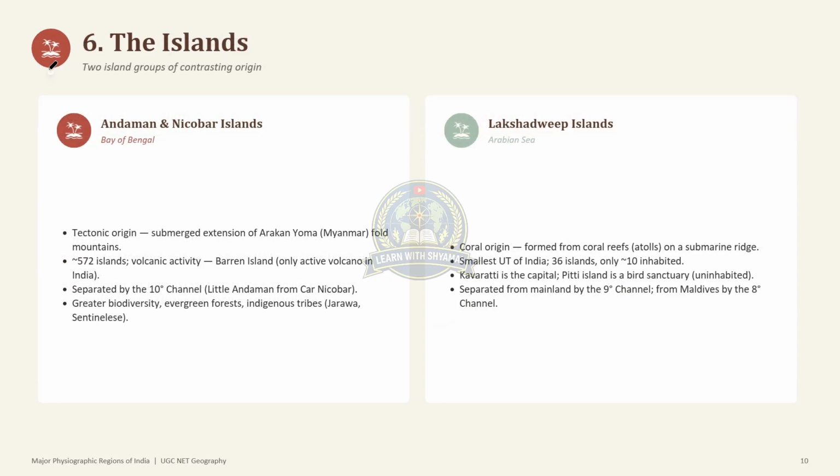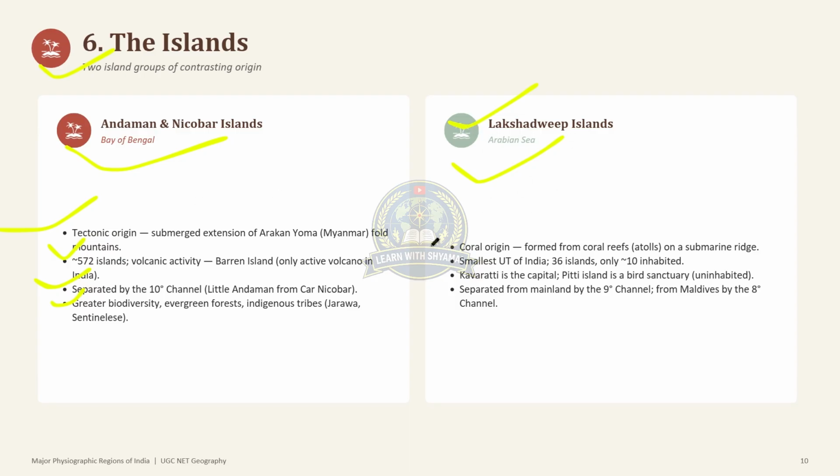Then lastly the islands, two island groups of contesting origin: Andaman and Nicobar Islands in the Bay of Bengal, and Lakshadweep Islands in the Arabian Sea. Andaman and Nicobar Islands, tectonic origin, submerged extension of Arakan Yoma, Myanmar, fold mountains. 572 islands, volcanic activity, Barren Island, the only active volcano in India, separated by the Ten Degree Channel, Little Andaman from Car Nicobar. Greater biodiversity, evergreen forest, indigenous tribes like Jarawa and Sentinelese.